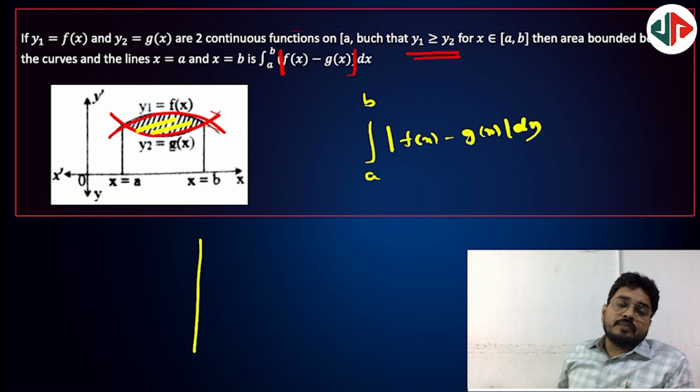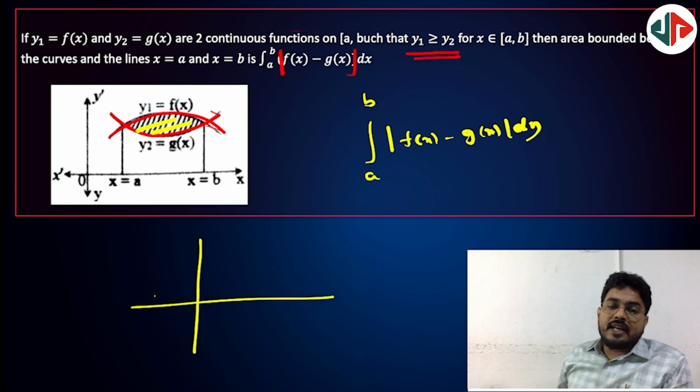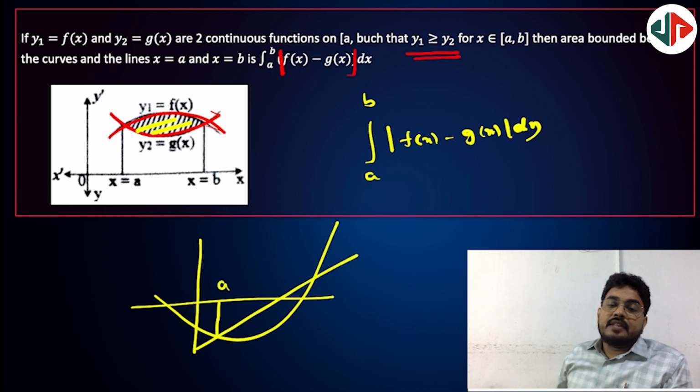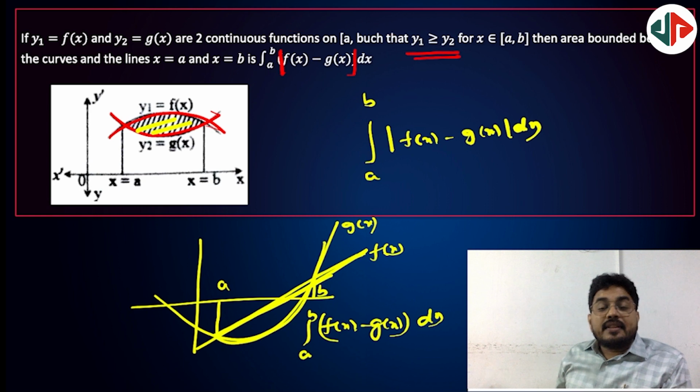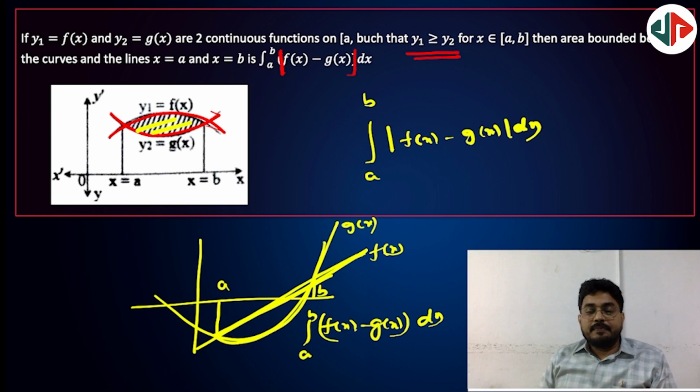So here you'll get a curve like this. I need this area. If this is a, this is b, this is f of x, and this is g of x, it's simply the integral from a to b of f of x minus g of x. When you are doing it the graphical way, whichever is on the upper side is the maximum one, and whichever is on the downside is the lower one.